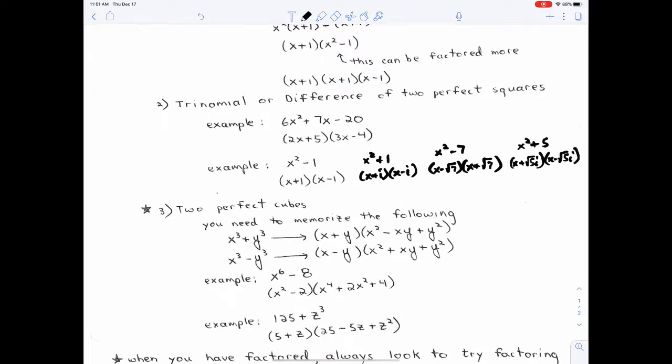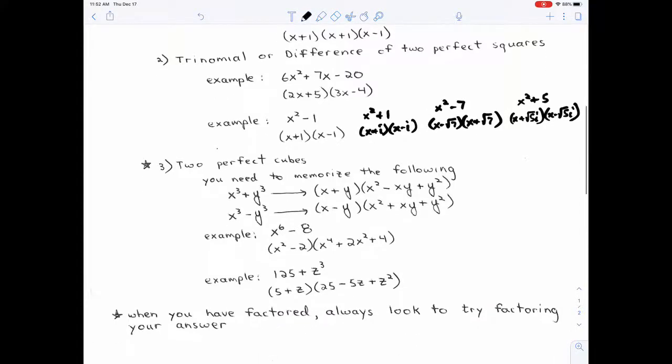So when I first showed you how to factor, it was the difference of two squares, this right here. But since that time, I've also shown you the sum of two squares. I've also shown you the difference of squares, or the sum of squares, where they're not perfect squares. So you should know how to factor all of those, okay? Next, perfect cubes, and I've shown you how to do that.